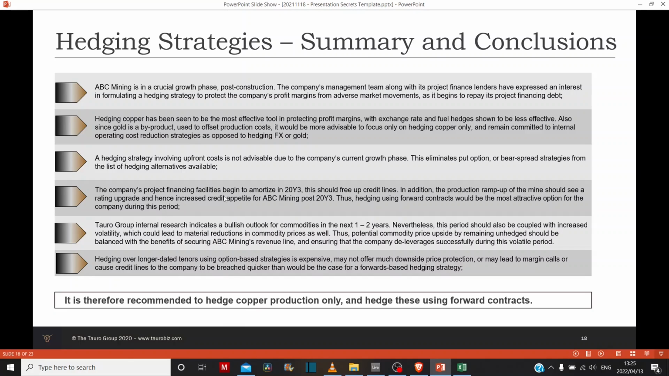The project finance facilities begin to amortize. This should free up credit lines. Okay, these are just technical points. And then this is just our research and more technical points.